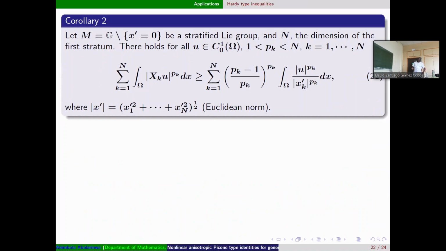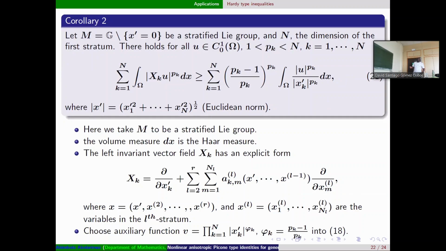Then the second example I want to give is this. In this case, I take M to be a stratified Lie group, and N is the dimension of the first stratum of the group. In this case, for any u from C1, this inequality holds. It is also proved in one of their papers. And in this, you have this to be the Euclidean norm of this. The proof also follows what I said earlier on, but with different assumptions. In this case, M is a stratified Lie group, so the volume measure there is the Haar measure. Then the left invariant vector fields X_k have an explicit form in this way.